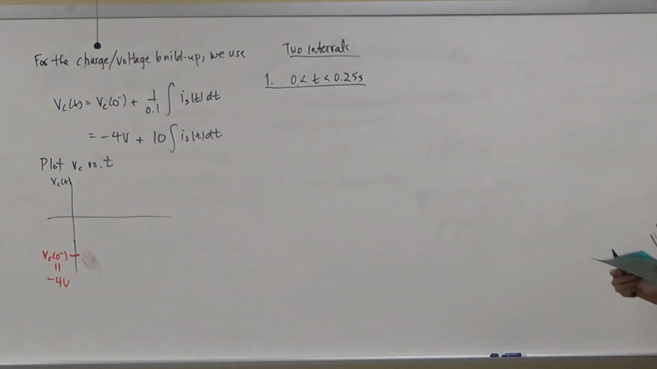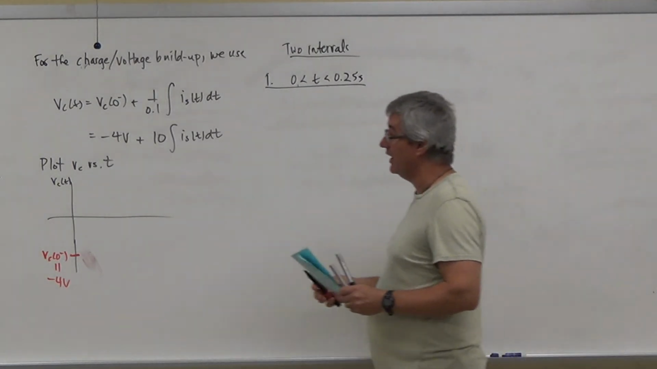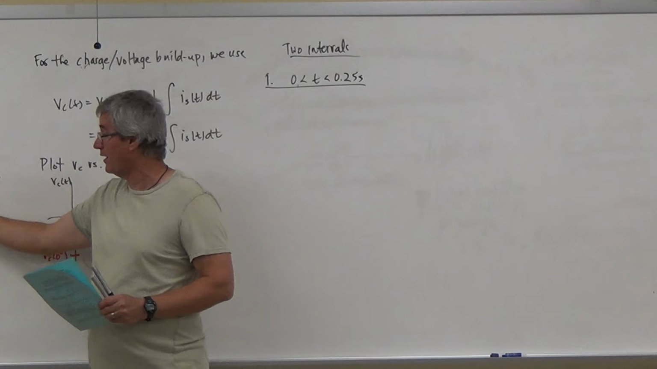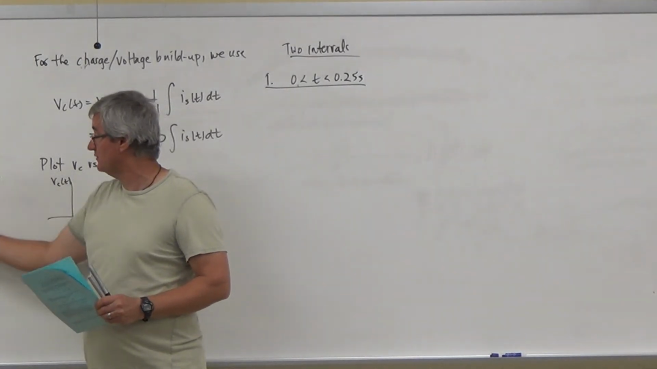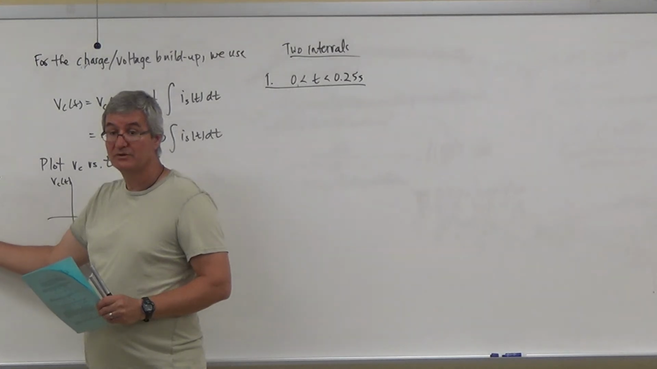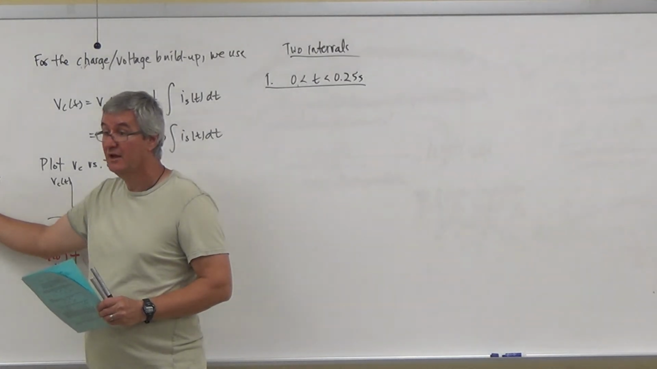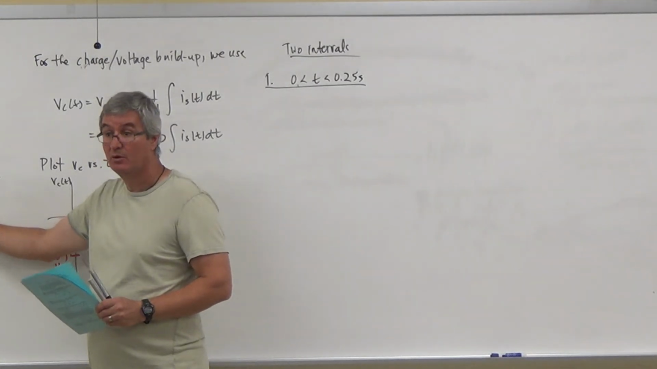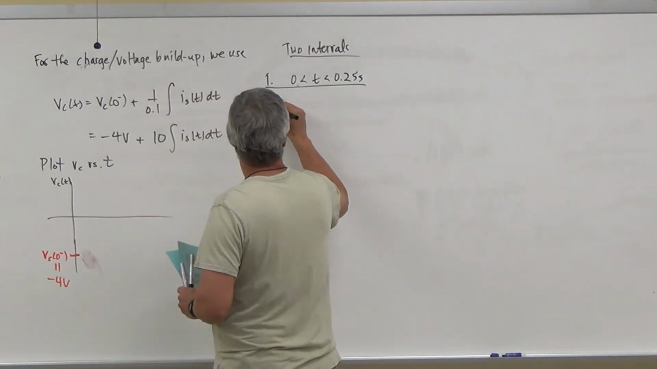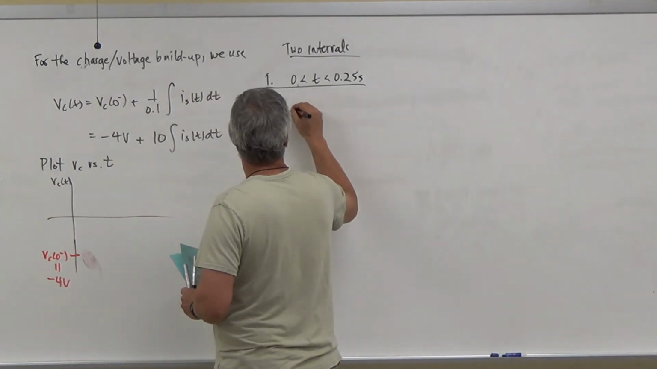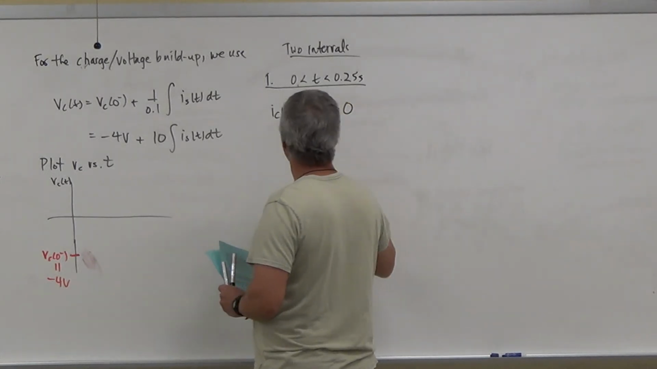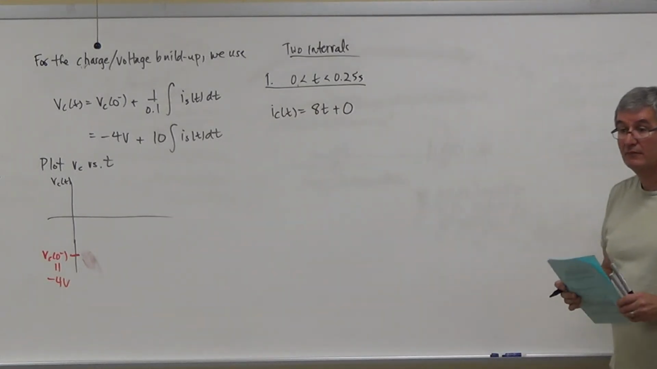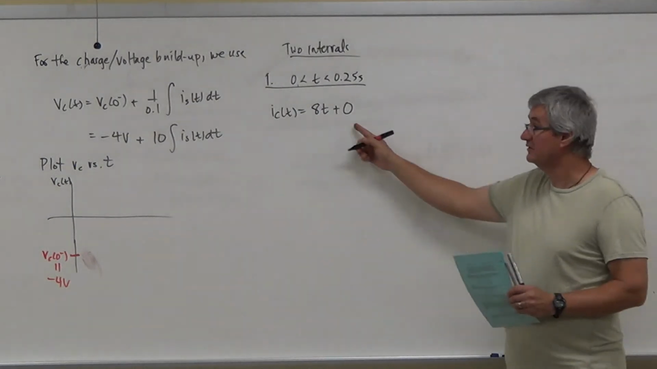The first thing that we see for this first interval is I got to parameterize this curve. What's the slope of this curve? Well, it's got to be 2 divided by a quarter, so that gives me a slope of 8. And note that the intercept must be 0. So right away, the current of this guy has to be 8t plus 0, where 0 is the intercept.